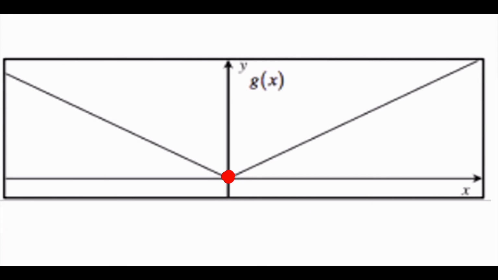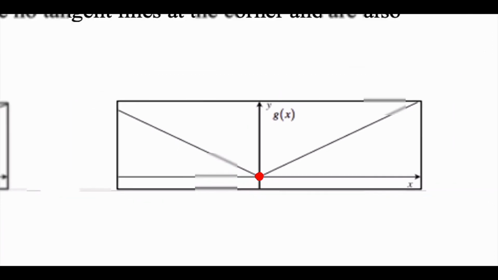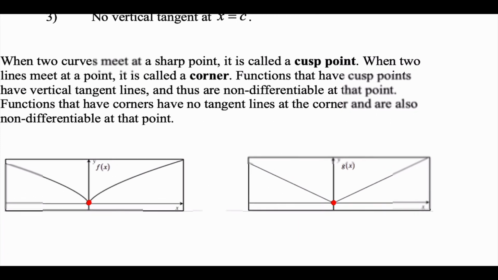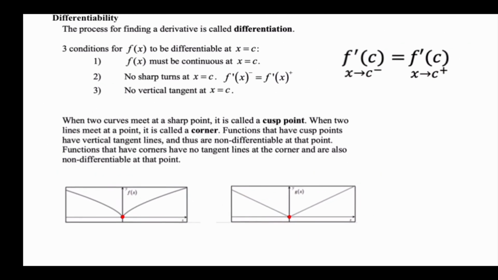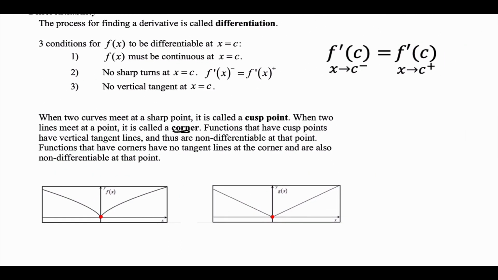Doesn't that red dot look like that? What do we call that? What did we call that last chapter? Corner. Right? So let's go back.